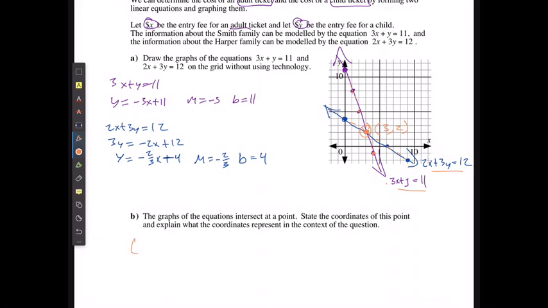So if I have the point of (3, 2), then that means that my x value is 3, my y value is 2, so the cost per adult is $3, and the cost per child is $2. So where the two equations intersect and it proves true for both x and y in both equations, that is going to be the solution.